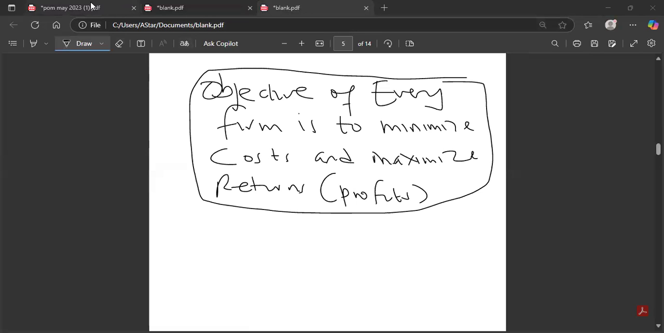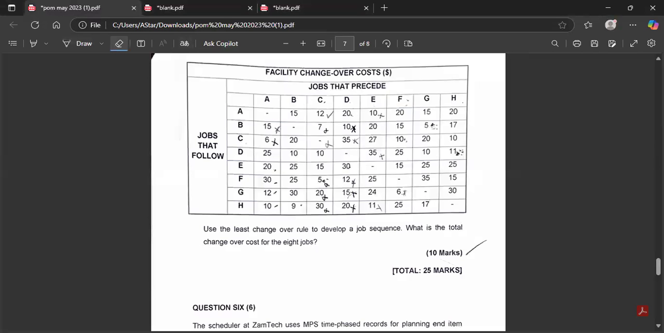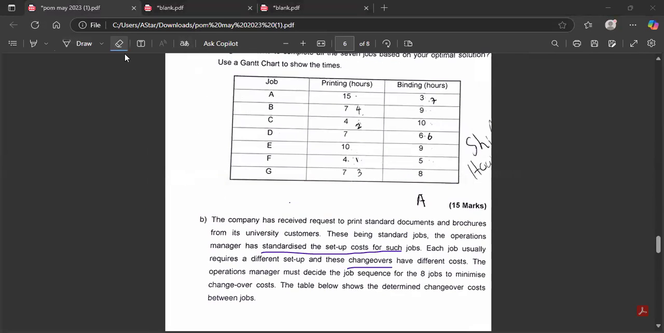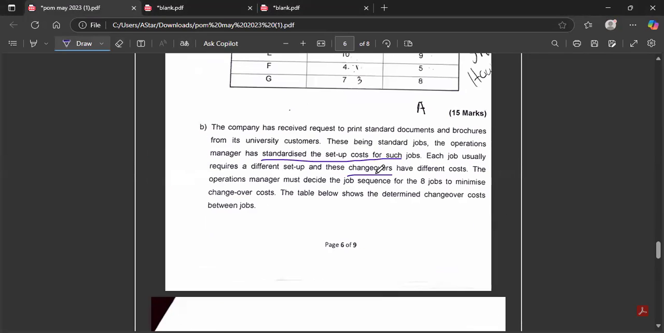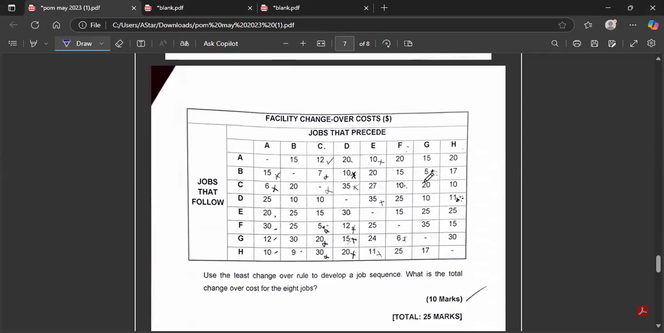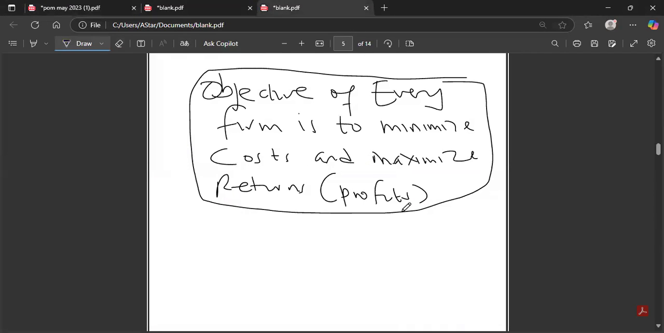So now let us start going through this kind of problem. When you see this question in an exam, whichever way, the concept is very, very important. So now select the smallest cost among all the costs. If there are two of them of the same amount, you're going to have two job sequences. So the rule number one for changeover cost.